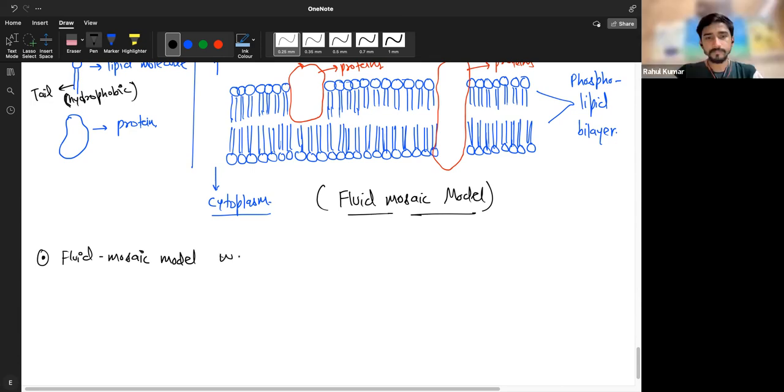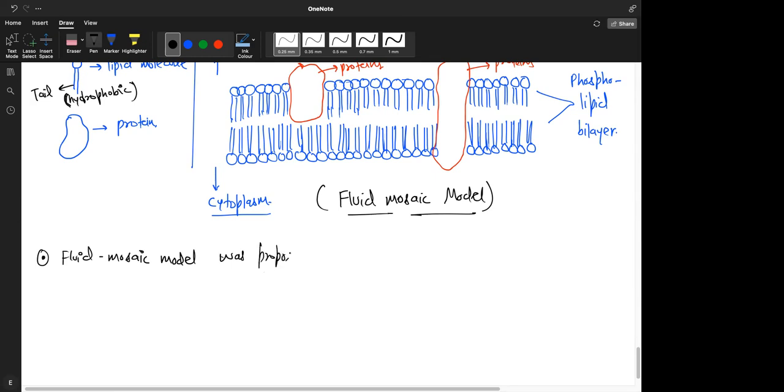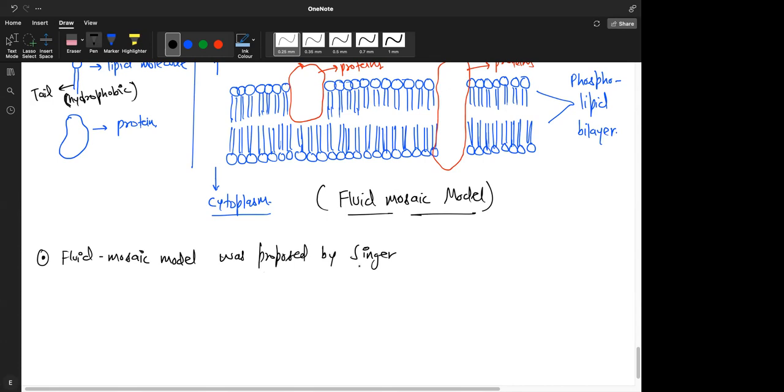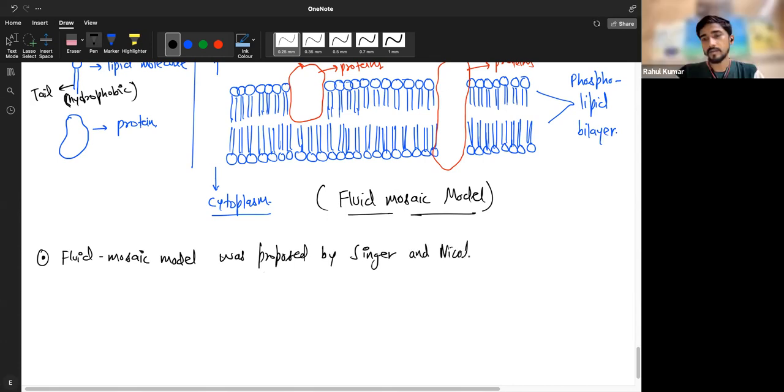was proposed by Singer and Nicholson, and they got the Nobel Prize for this. Singer and Nicholson, in 1972. So it's not very far back in time.